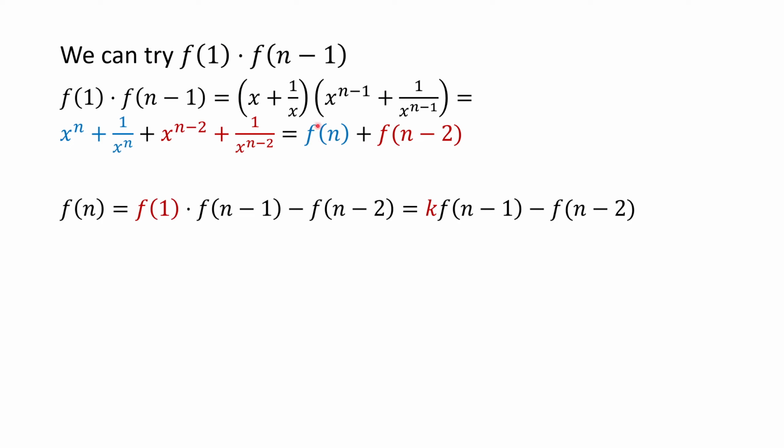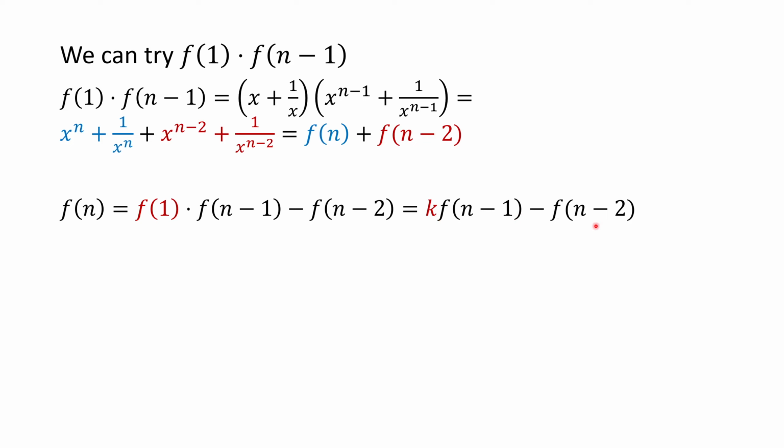And we get this expression here where f of n is equal to f of 1 times f of n minus 1, that's just this, minus f of n minus 2. We move that over. Now remember, f of 1 is k, so in this case we can just substitute in the k, our starting value. And so we get f of n equals k, a constant, times f of n minus 1 minus f of n minus 2.